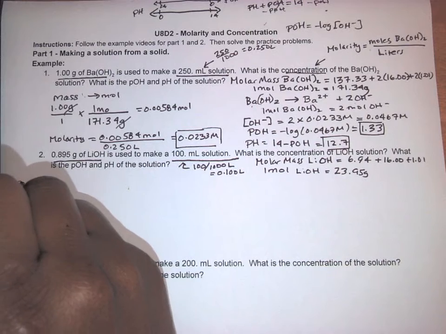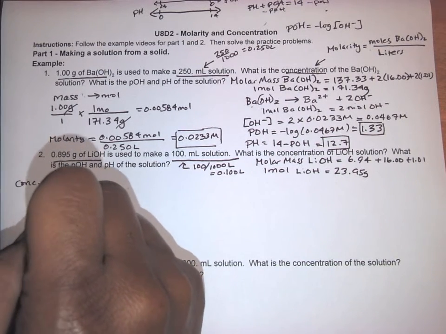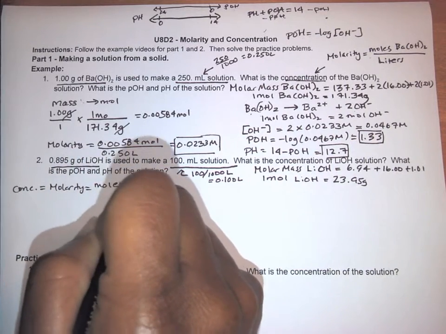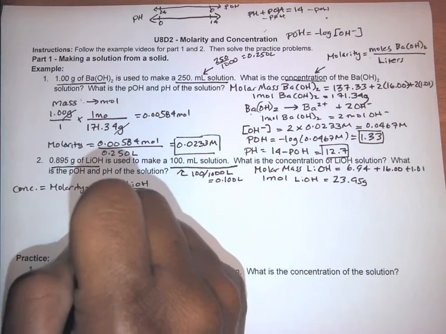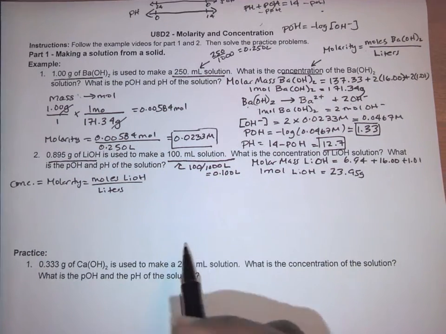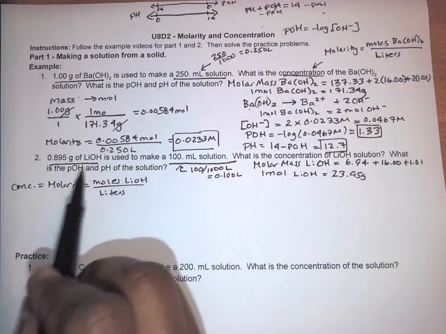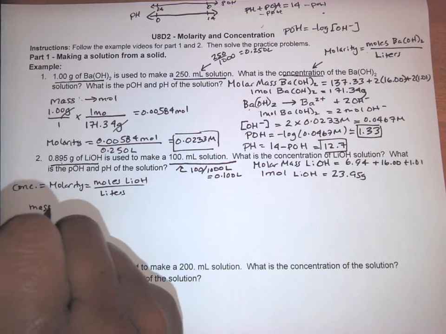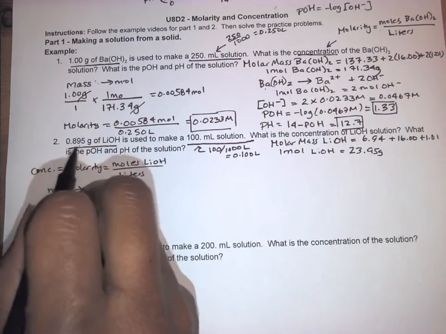Remember, the concentration, or molarity, is equal to the moles of lithium hydroxide over the liters of the solution. We already have the liters, we just need to get the moles. To get the moles of lithium hydroxide, we need to convert this mass into moles, and we've done that many times.